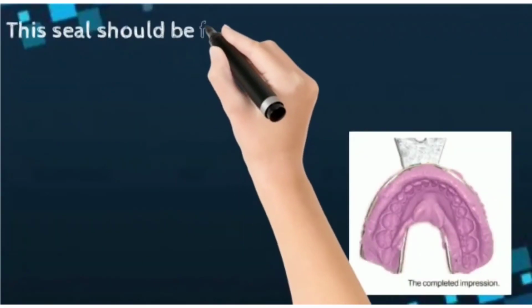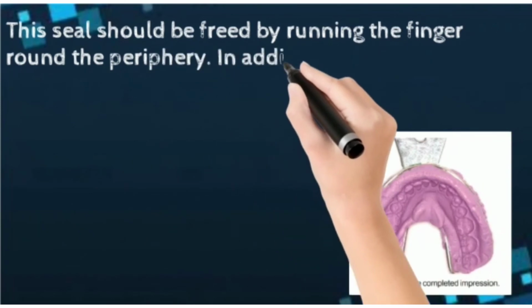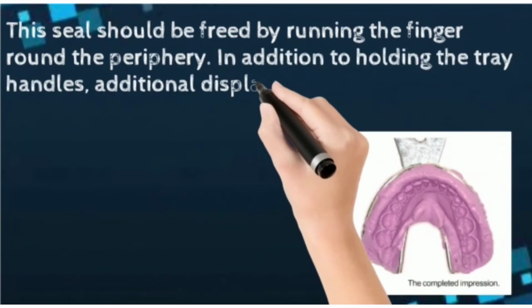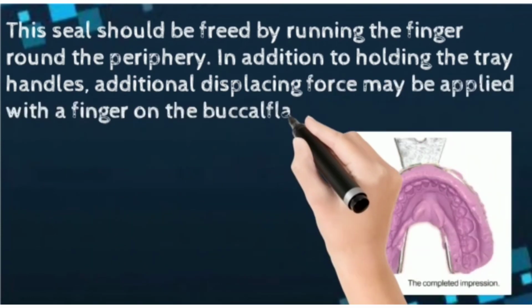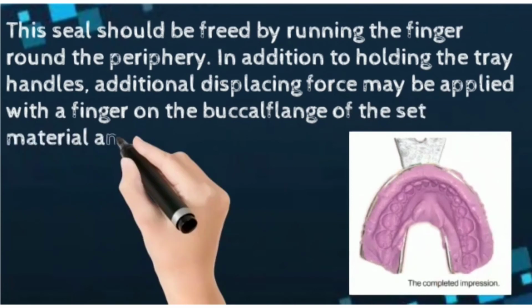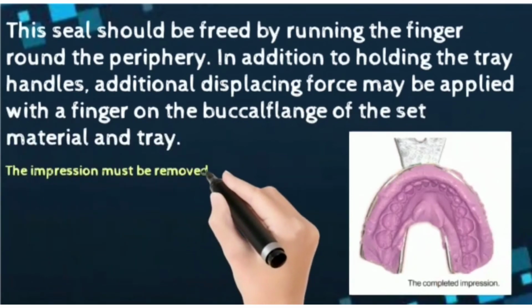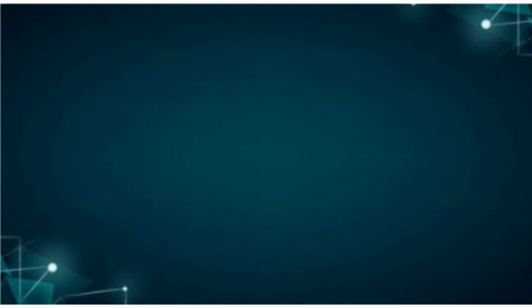Now the seal should be freed by running a finger round the periphery, and in addition to holding the tray handles, additional displacing force may be applied with the finger on the buccal flange of the set material and tray. Now the impression, we have to remove it as quickly as possible.